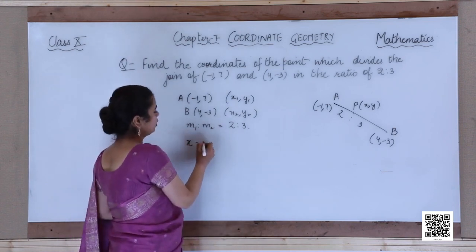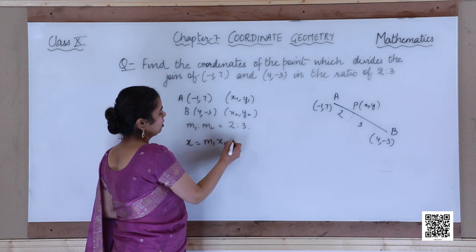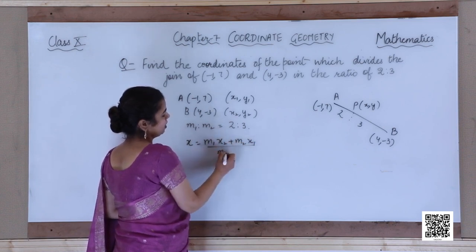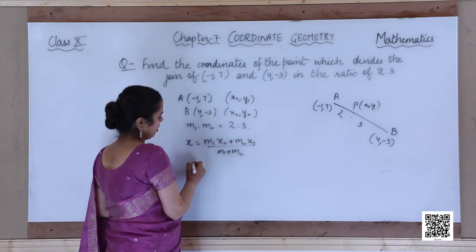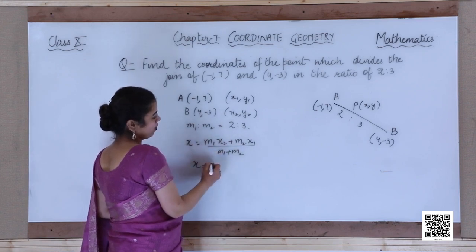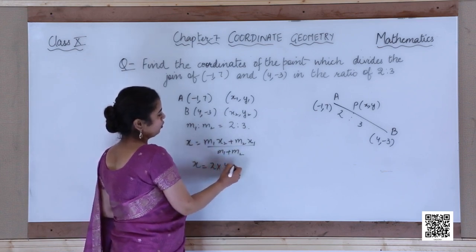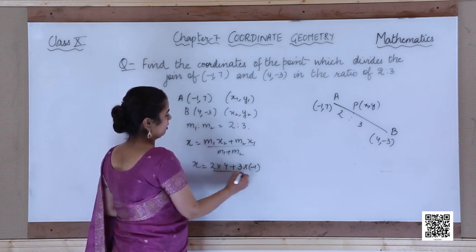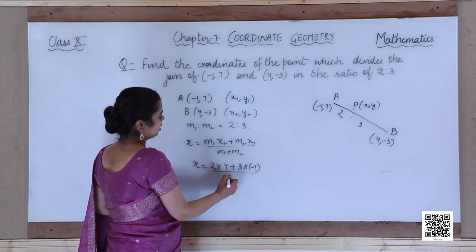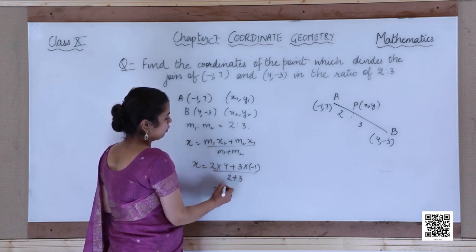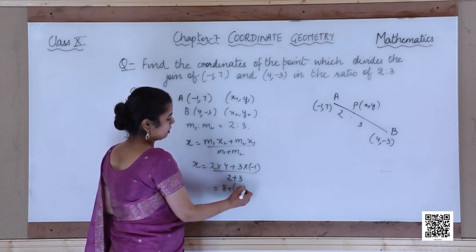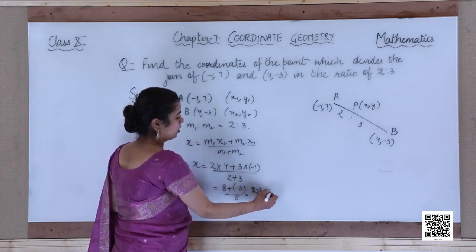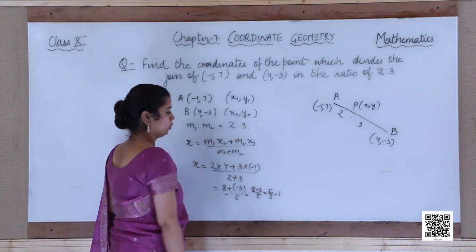So x is equal to m1x2 plus m2x1 upon m1 plus m2. Let us put the values. m1 is 2, x2 is 4, m2 is 3, x1 is -1. m1 plus m2, it is 2 plus 3. So we get 8 plus -3 upon 5, 8 minus 3 upon 5, 5 upon 5 is equal to 1.